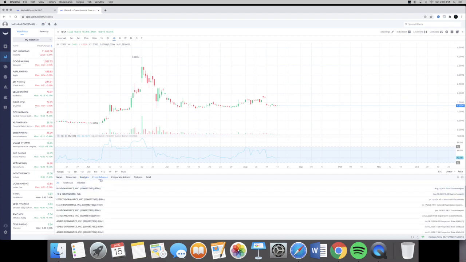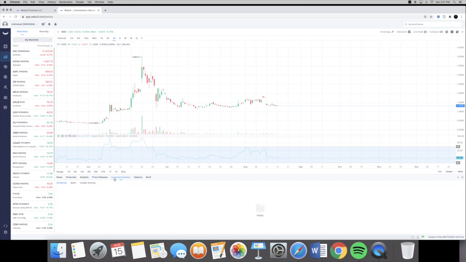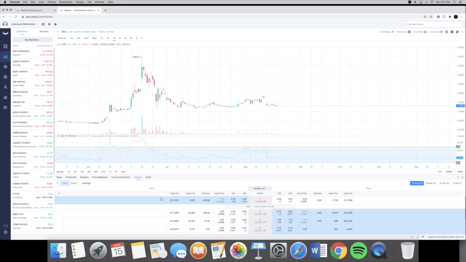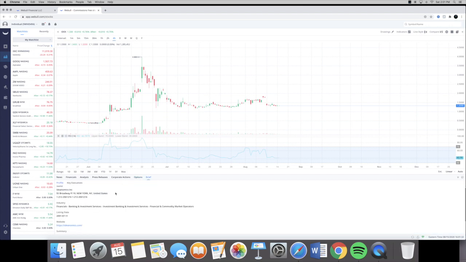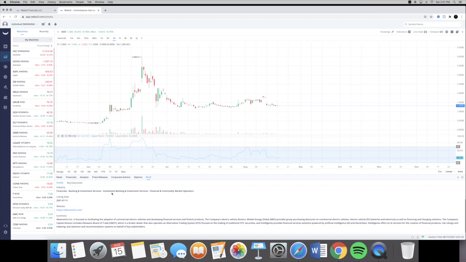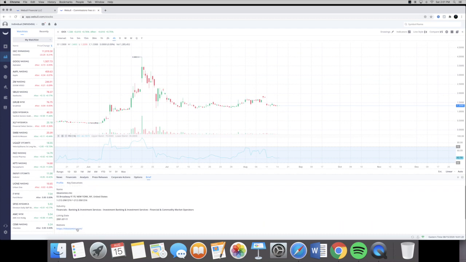You go here to press release, so you can see all the different press news the company has released. You can look into corporate actions. This one doesn't have anything, but if they have dividends or splits, like Apple and Tesla later this month, it shows up. Right here you can see options. I'm not going to talk about options for right now. And then at the end you see a brief description of the company and the company website. That's something to look into so you know more about the companies you are investing in.